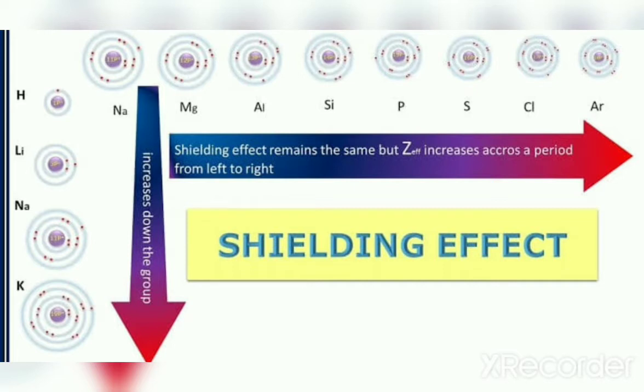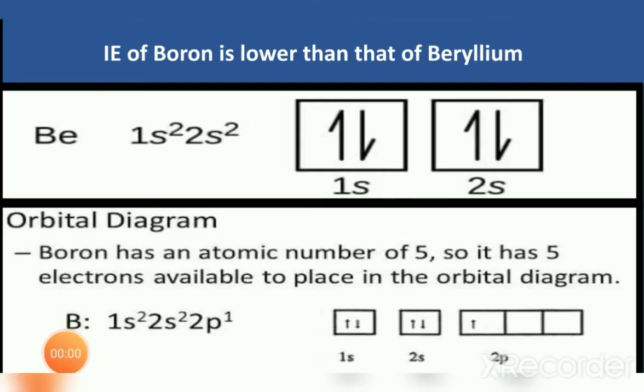So which factor will outweigh? Effective nuclear charge will outweigh. Since effective nuclear charge increases, more energy will be required to remove the electron. Or we can say that as we move across a period, effective nuclear charge outweighs shielding effect, and hence more energy will be required to remove an electron, and hence the ionization enthalpy increases across a period.